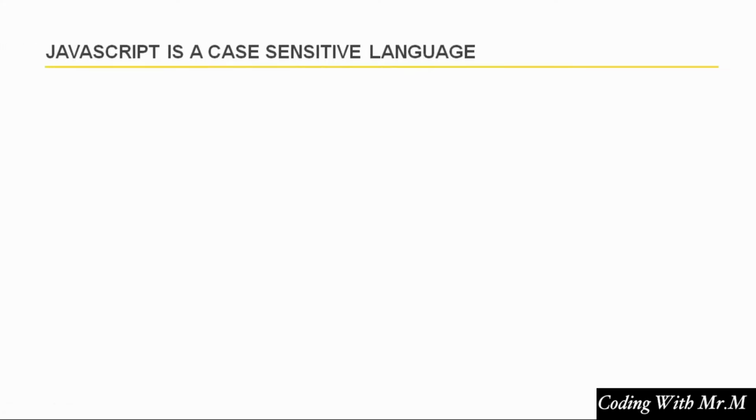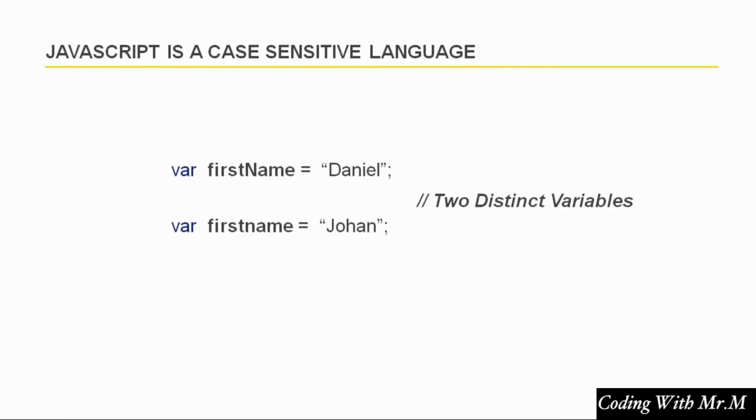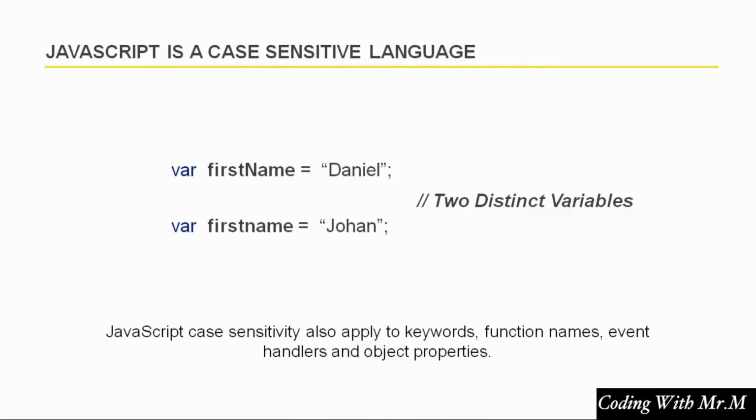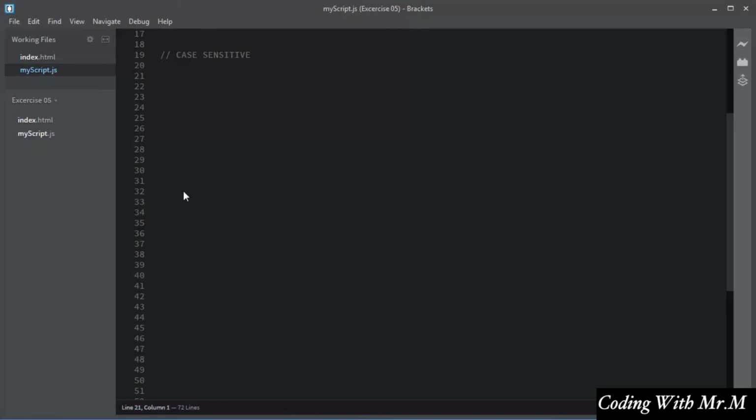JavaScript is a case sensitive language. The variable firstName with upper N and the variable firstname with lower n are two different variables. So you have to take care of case sensitivity in JavaScript language. It is not just about variable. JavaScript case sensitivity also apply to JavaScript keywords, function names, event handlers, and object properties. Let me give you an example of case sensitivity in the JavaScript.